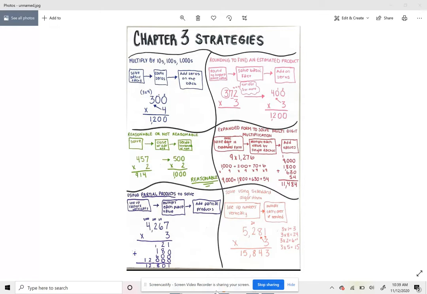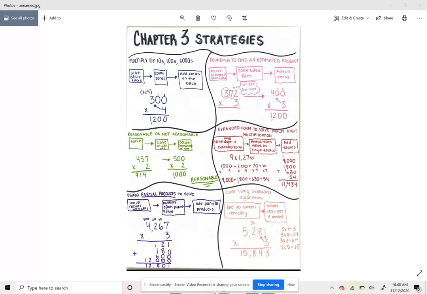The next strategy that we learned was rounding to estimate a product. So we round to the highest place value unless they tell us differently. So we were going to round our hundreds because it's 372. We solve the basic fact after we round, and then we add on our zeros. So when we're rounding, we ask ourselves 4 or less or 5 or more. So the number before was a 7, so that's 5 or more. So my 3 gets to raise the score. I go to 400. 400 times 3 equals 1,200. That's my estimated product.